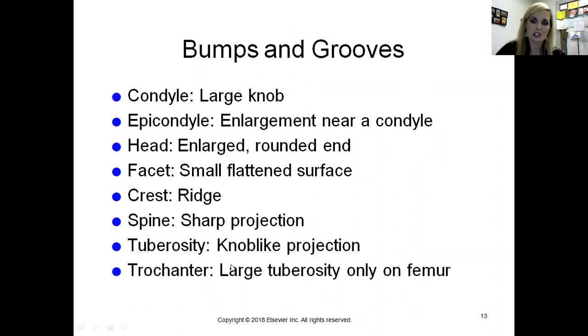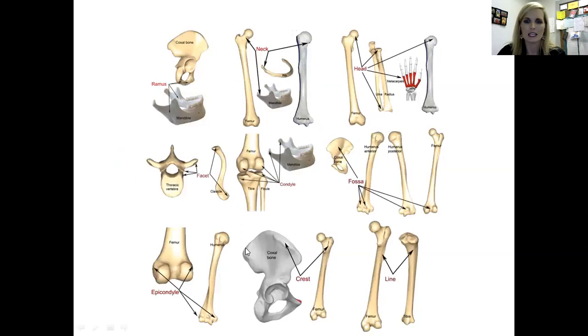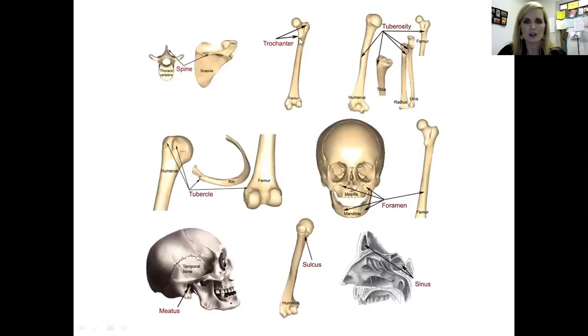A tuberosity is just a knob-like projection, but if we're specifically talking about the femur, a tuberosity is specifically called a trochanter on the femur. I know that's confusing, but let me show you what I mean. So I'm going to go to the second picture here. Here you can see the trochanters.